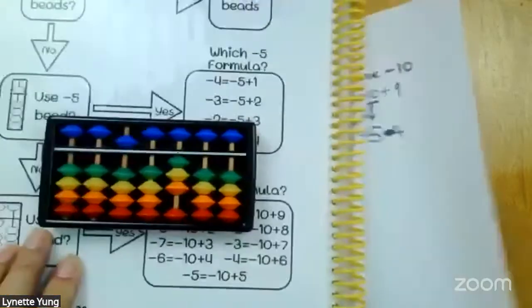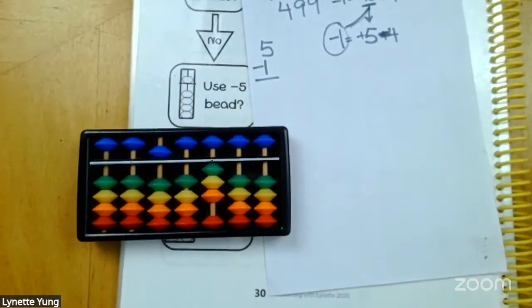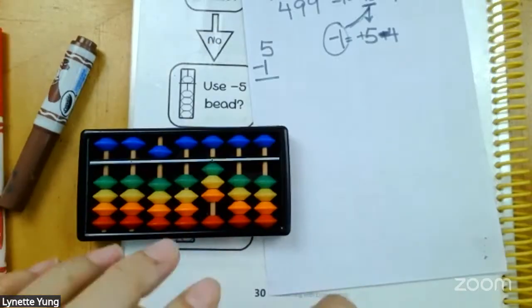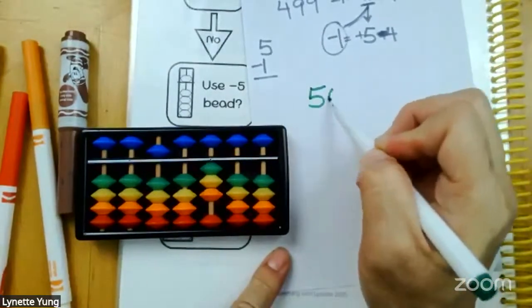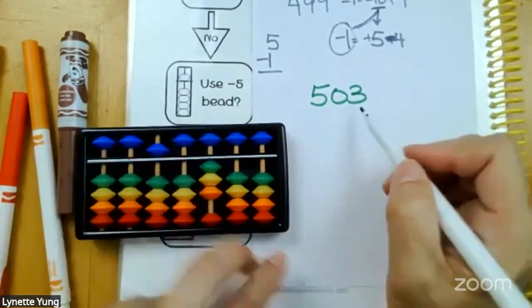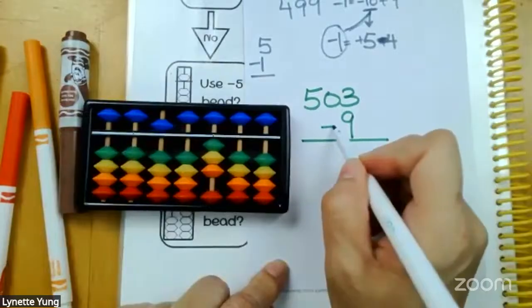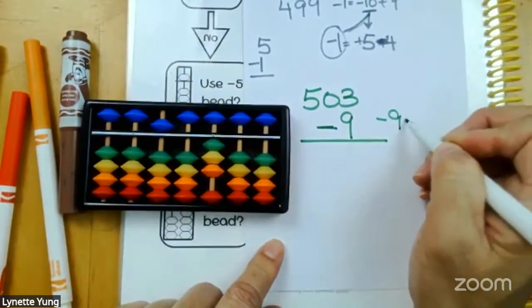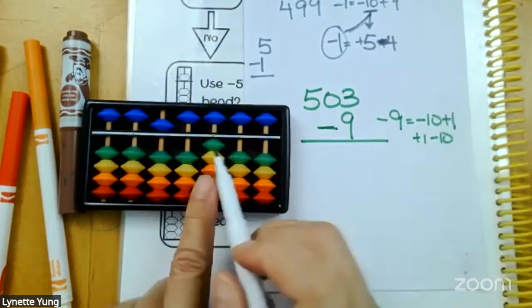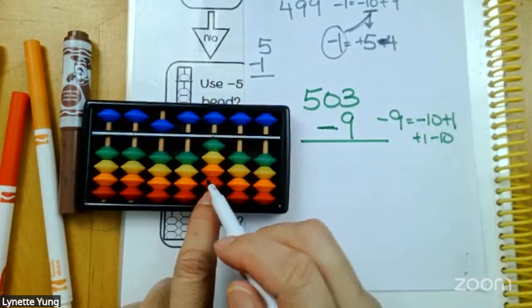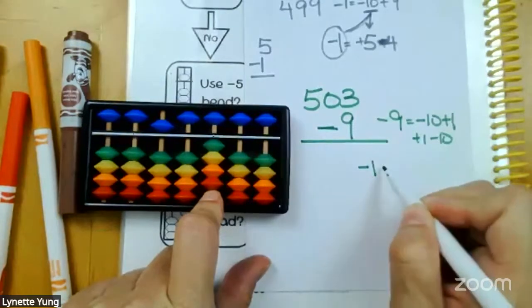Say that again. Okay, do that again. Hold on. What did you say? Let me get my markers. So the question is 503, right? If I want to minus the 9 here, minus 9 is equal to minus the 10 plus the 1, or plus 1 minus the 10, right? So we add the 1 here, and we want to minus the 1 here.